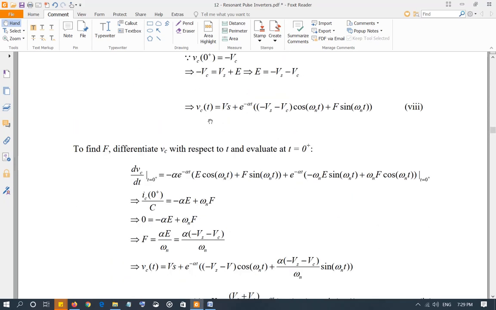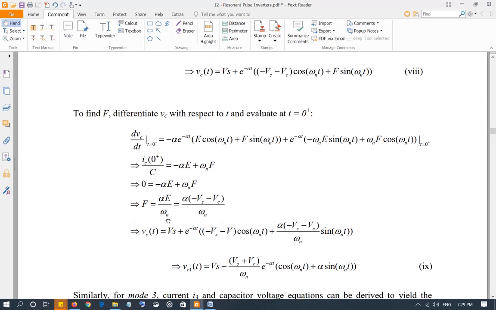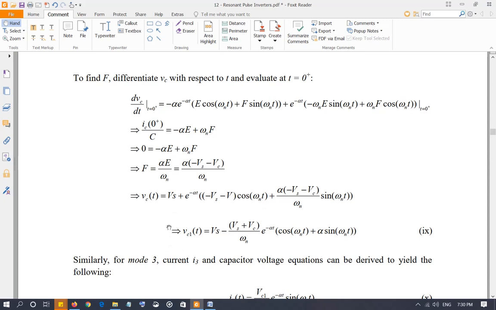And to find the value of F, again we're going to differentiate Vc with respect to t and evaluate at t equal to 0 positive. And you can see the derivation over here, as we did many times in circuit analysis. dVc over dt, again use the capacitor relationship, IC is equal to C dV over dt. So dVc over dt is IC, and of course since it's a series circuit, IC is the same thing as IL. At the start of this time period, inductor current was 0, so we plug 0 over here, and from that we can easily find that F is equal to this. So we plug the value of F over here as well, and then simplify it to get the capacitor equation, this.